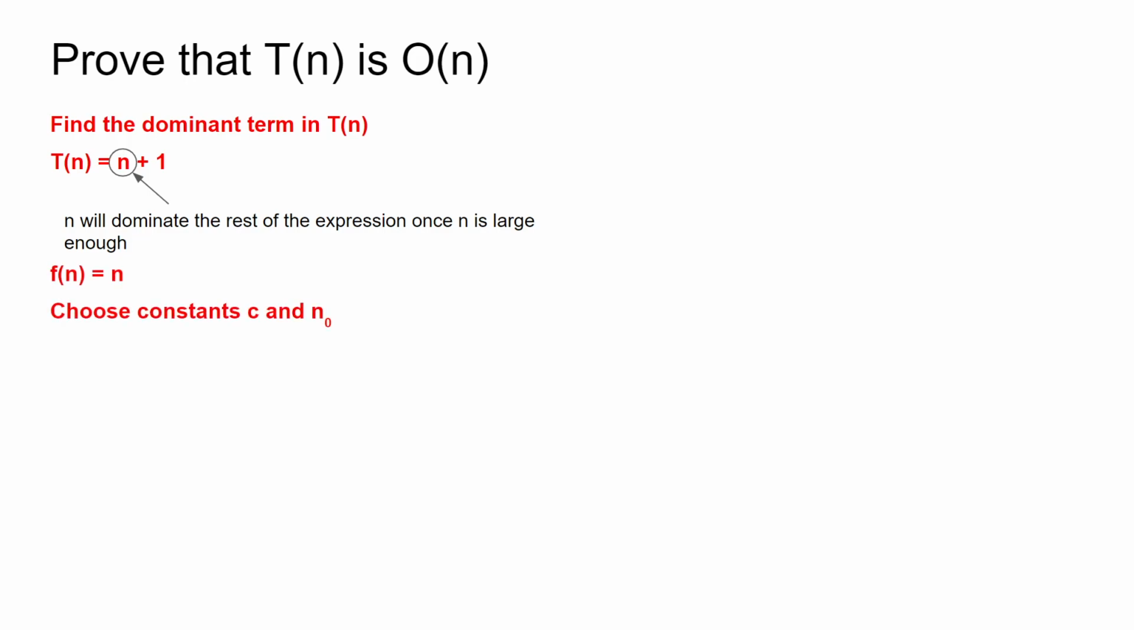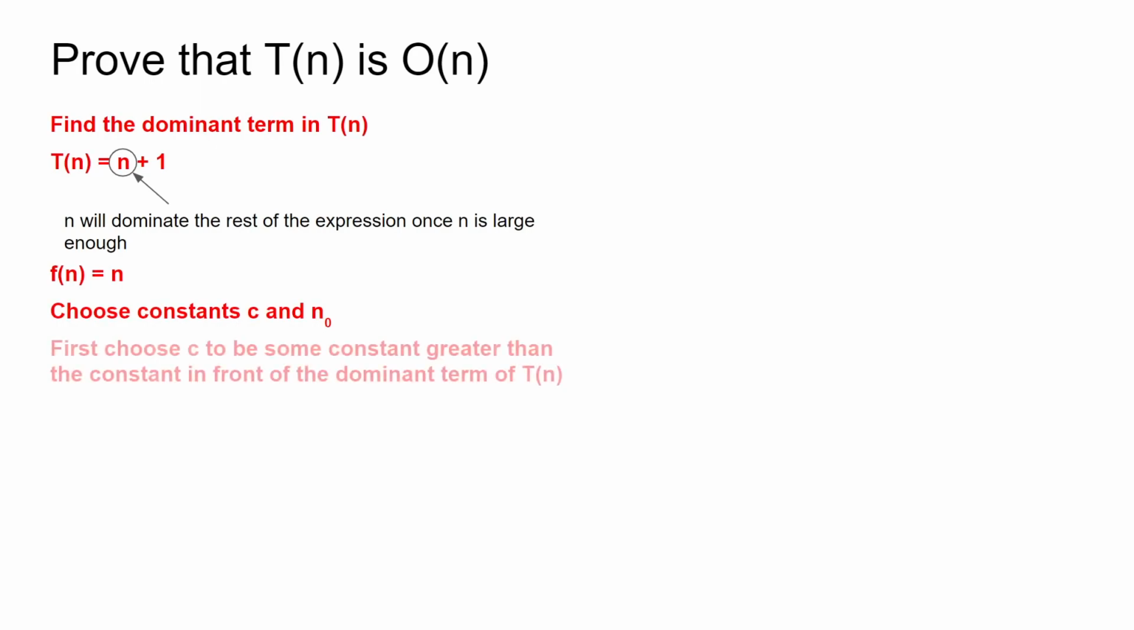Now we will choose our constants c and n naught so that we can prove that this function is O of n. There are many valid combinations of c and n naught, but here's the approach that I use. First, I set c to be a constant greater than the constant in front of the dominant term of t of n. In this case, that constant is 1, so let's set c equal to 2.